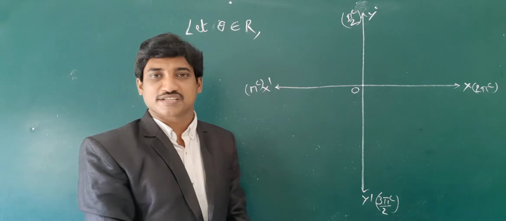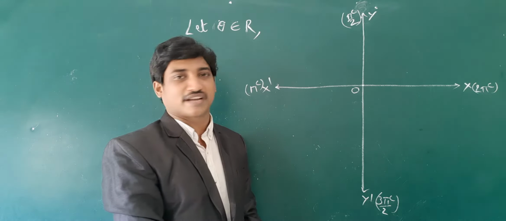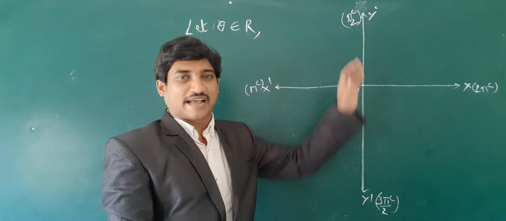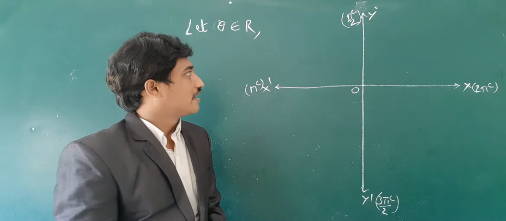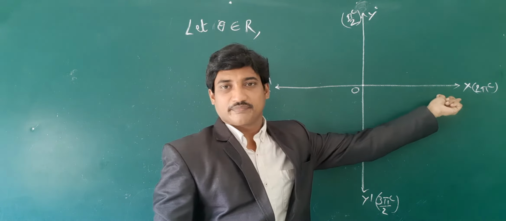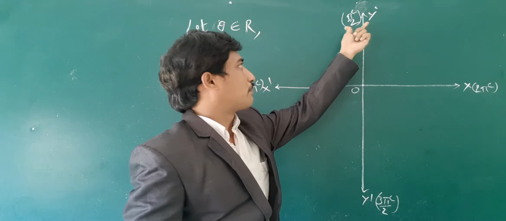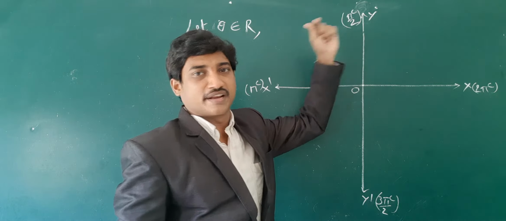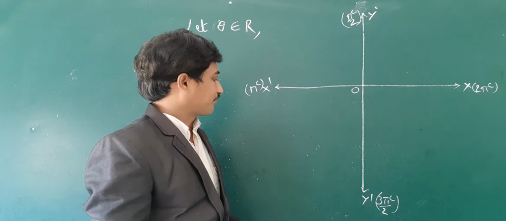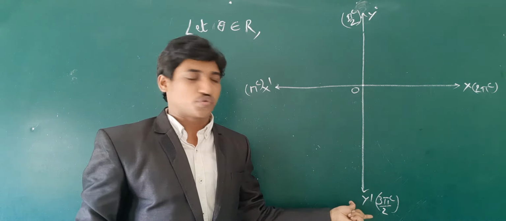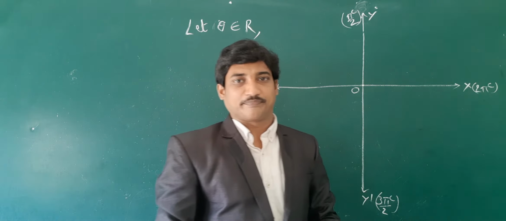If the terminal side in standard position coincides with an axis, then that angle is a quadrant angle. Here it is 0 degree, at 0 radian; pi by 2 radian is 90 degree; pi radian is 180 degree; next 3 pi by 2 radian is 270 degree; 2 pi radian is 360 degree.